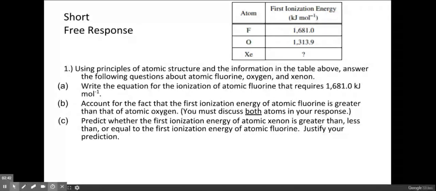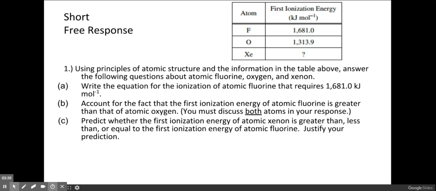Now, what are they asking you in question B? It says account for the fact, that's the same thing as justify, explain, etc., that the first ionization energy of atomic fluorine in the table is greater than that of atomic oxygen. Notice it says you must discuss both atoms in your response. On the AP exam, they will expect that, but they may not remind you of that. So in your response, you must mention fluorine and oxygen both, and you need to justify why the first ionization energy of fluorine is greater than that of oxygen.